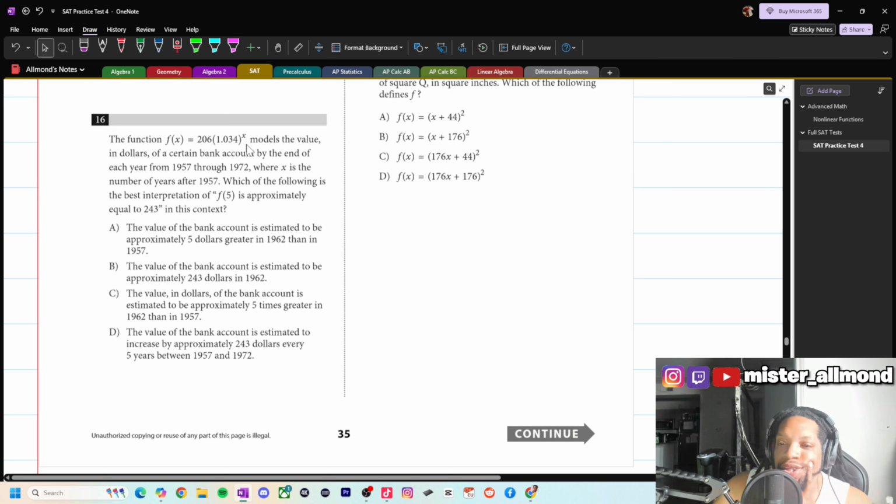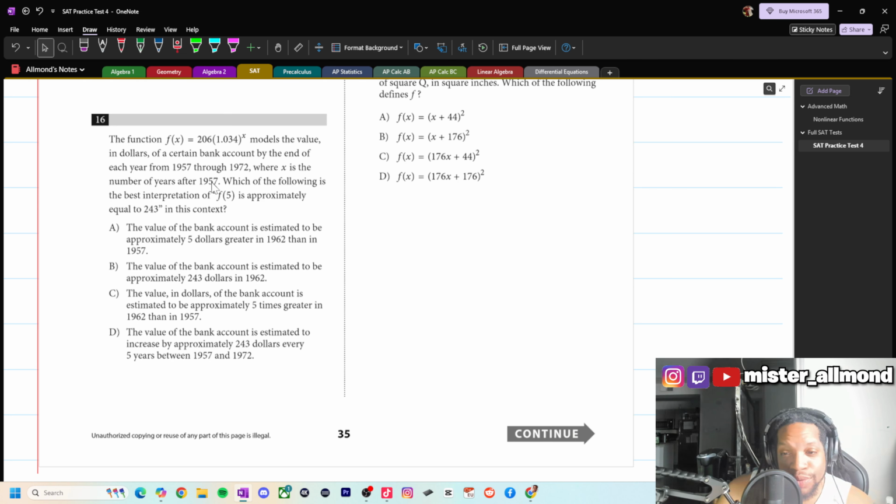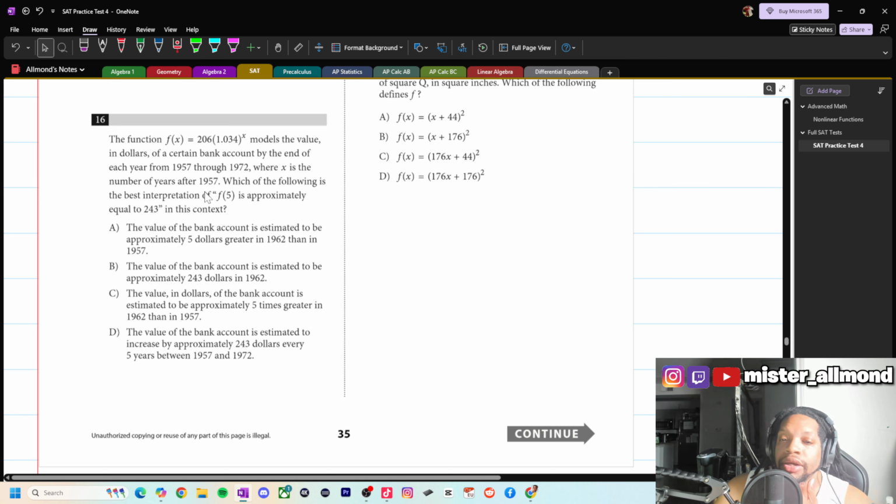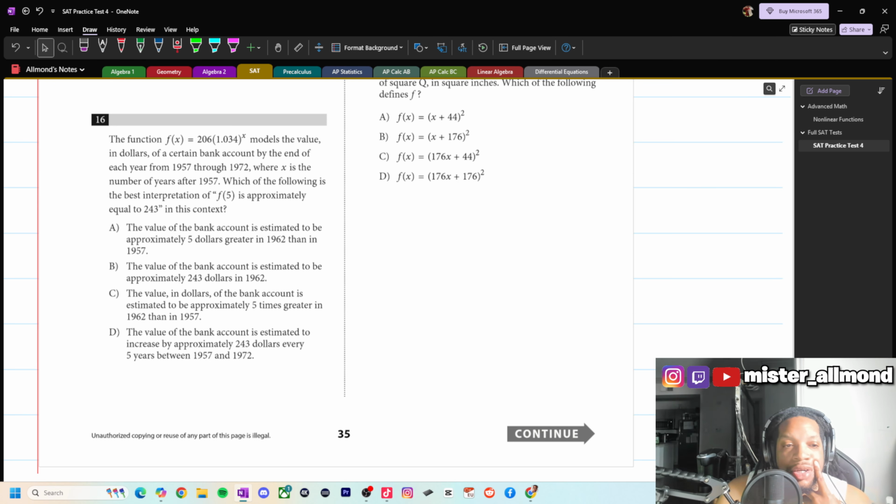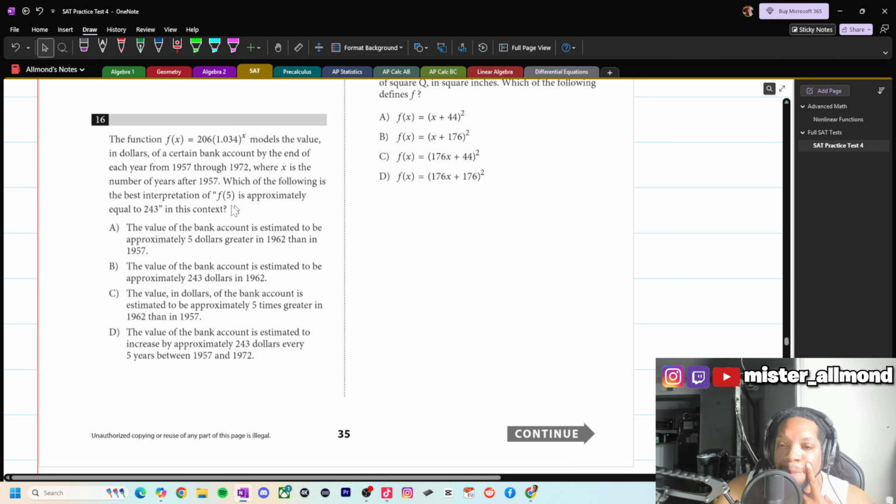All right, so x says it's a number of years after 1957. So 5 years after that would be what, 1962? All right, and that's approximately equal to 243. It models the value of a certain bank account by the end of the year. So 243 must be the value of a bank account in 62. So let's see which answer choice matches that.